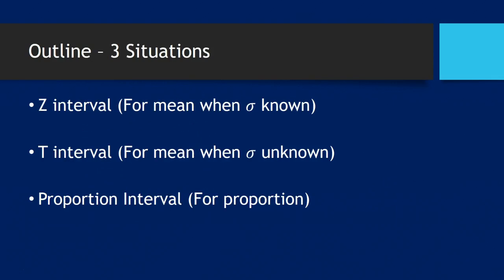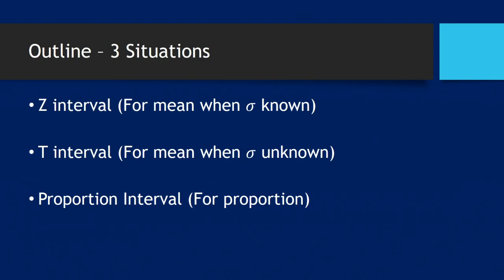Now here's the outline. Here's what three intervals we're going to use in this chapter. We're going to use what's called a z-interval, a t-interval, and a proportion interval. Let me take a brief moment to just talk about the differences between these three. Now, by differences, what I'm talking about is where they're used. Okay, we will look at the actual formulas for each of these when we go on, but I want to just talk about where they're used here.